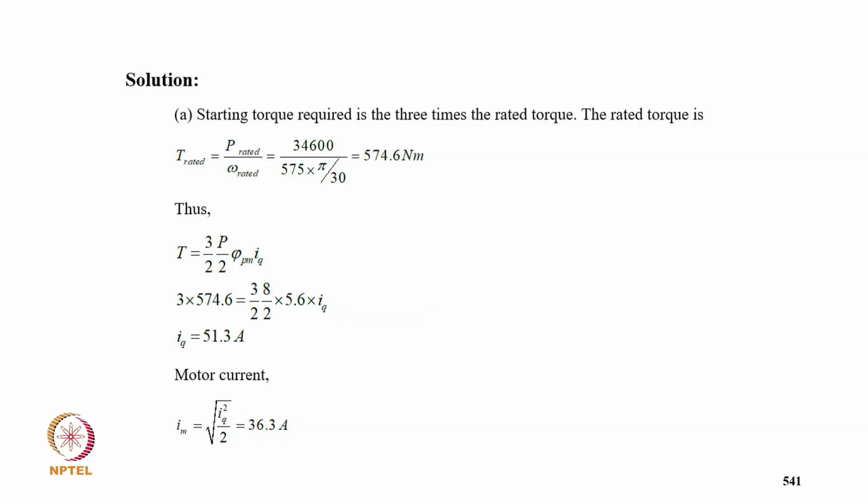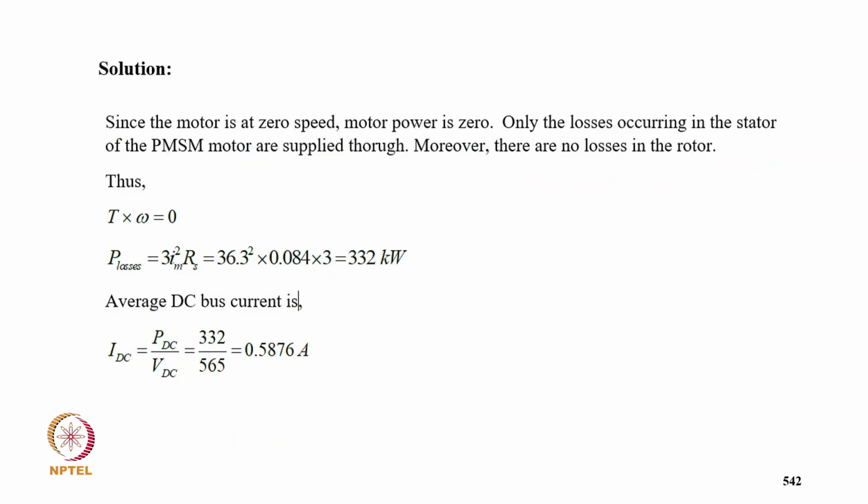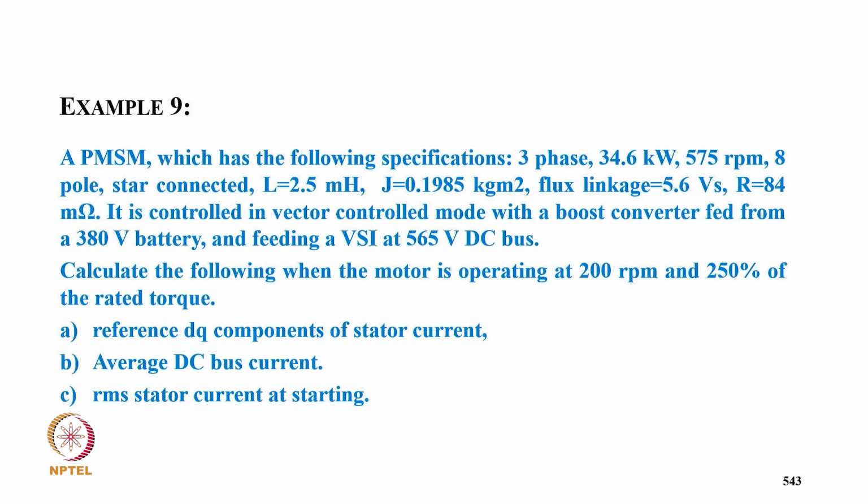So the solution: starting torque required is 3 times the rated torque. The rated torque is T rated equal to P rated upon omega, so 576.6, and thus putting in, typically 3 times the rated torque. In this, the IQ comes to 51.3 and the motor current is IM equal to IQ by root 2, 36.3 ampere. Since the motor is at 0 speed, motor power is 0, only losses are supplied by the source. Moreover, T equal to 0, so P loss equal to 3 IM square RS, that comes to 32 kilowatt, and average DC bus current is IDC equal to PDC upon VDC, so it comes to 0.5876 ampere.